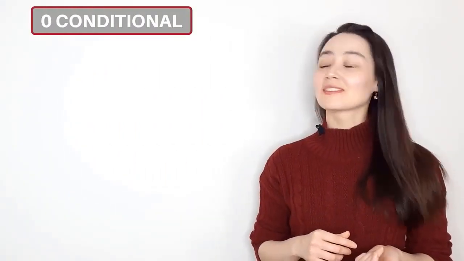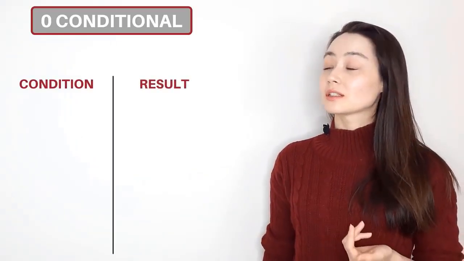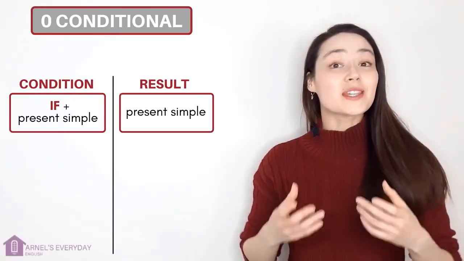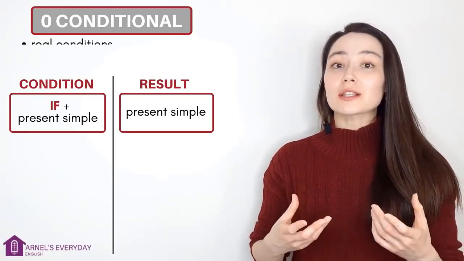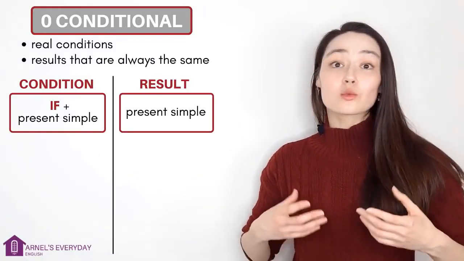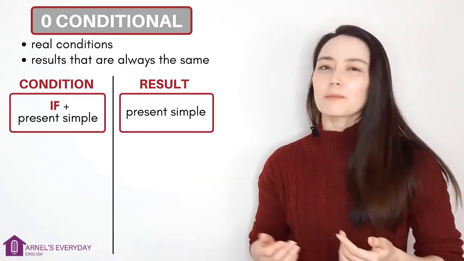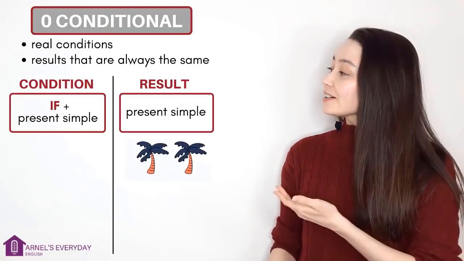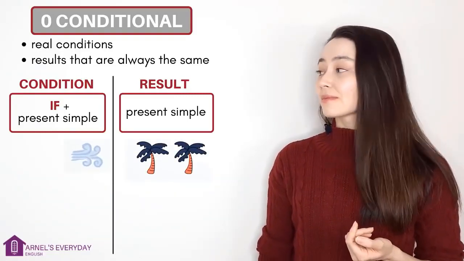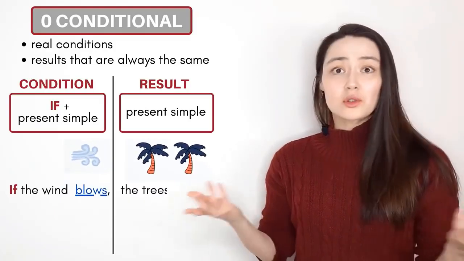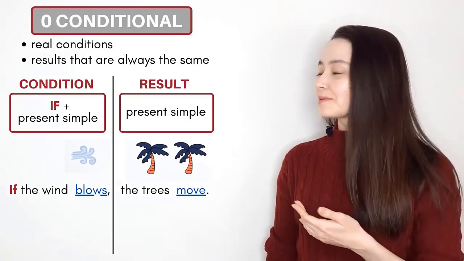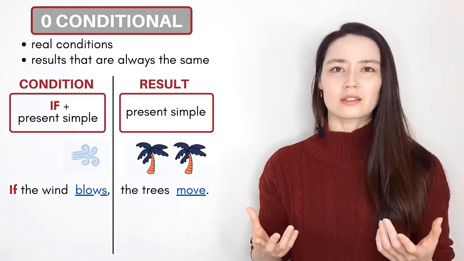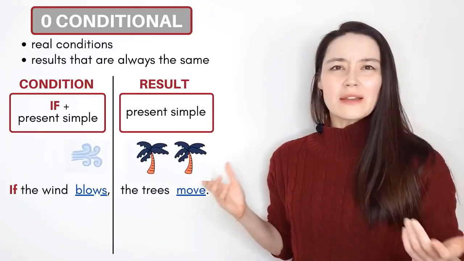0 conditional. Condition, result. If plus present simple, present simple. We use the 0 conditional to express real conditions and results that are always the same. Same in the past, same in the present, same in the future. For example, here I have 2 trees. If the wind blows, the trees move. If plus present simple, present simple. This is real because wind always moves trees, right? This will never change.